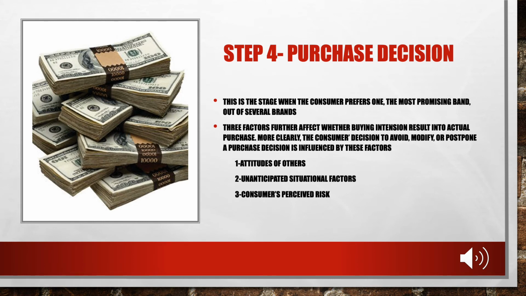Step 4 is the purchase decision. This is the stage when the consumer decides on one product or service. It's usually the most promising brand out of several brands. There are 3 factors that further affect whether buying intentions result in actual purchases, or whether the consumer decides to avoid, modify, or postpone a purchase decision. The 3 factors are, 1, attitudes of others. The impact of another person's attitudes depends on the degree of their negative attitudes towards the consumer's preferred brand and the consumer's degree of compliance with the other person's wishes.